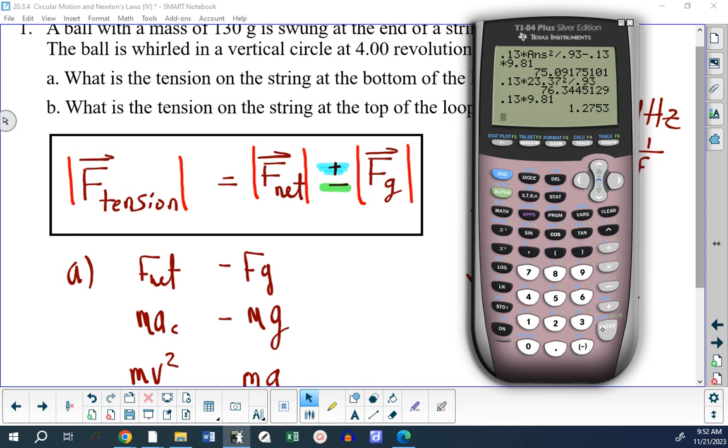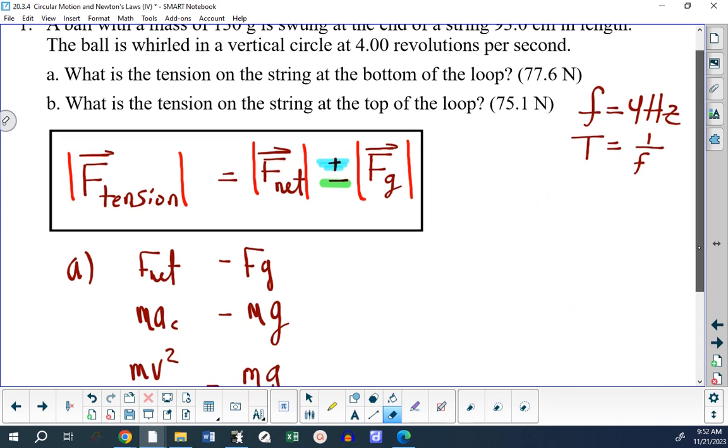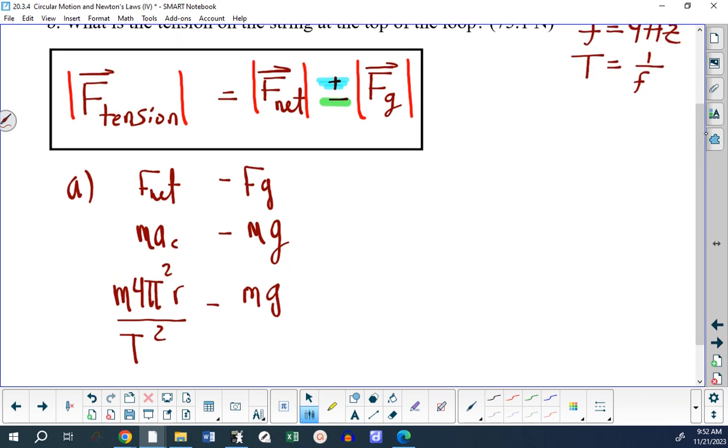The other thing I was going to say is, instead of doing this, you could do the following. Acceleration, when you look at your formula sheet, it says centripetal acceleration equals v squared over r equals 4 pi squared r over t squared. So you could use 4 pi squared r over t squared instead. You still have to find the period using this, but you will get the same answer. Other questions?